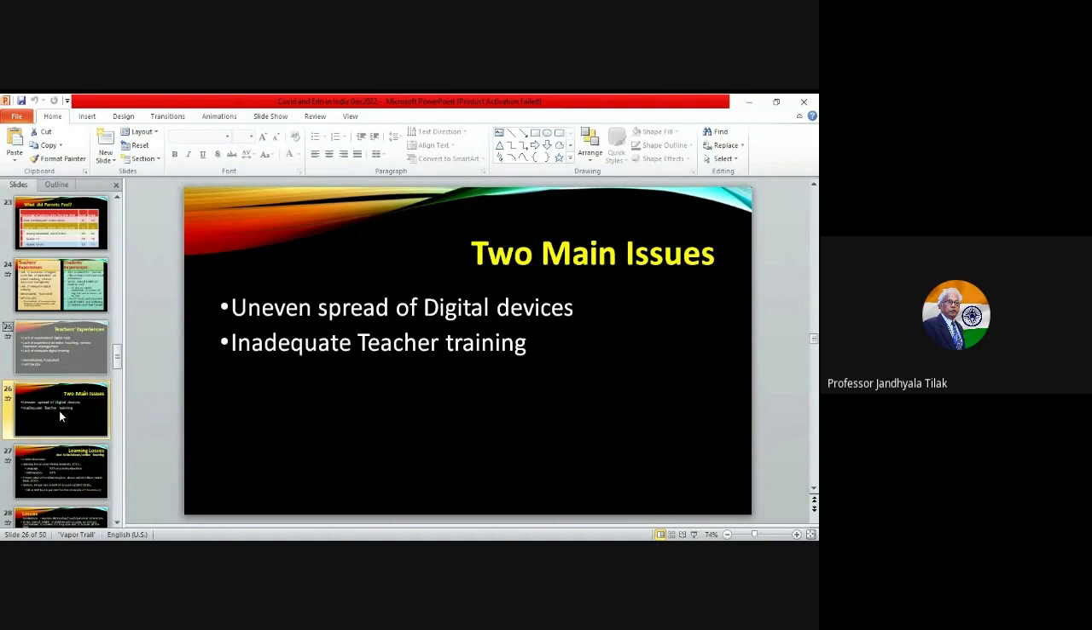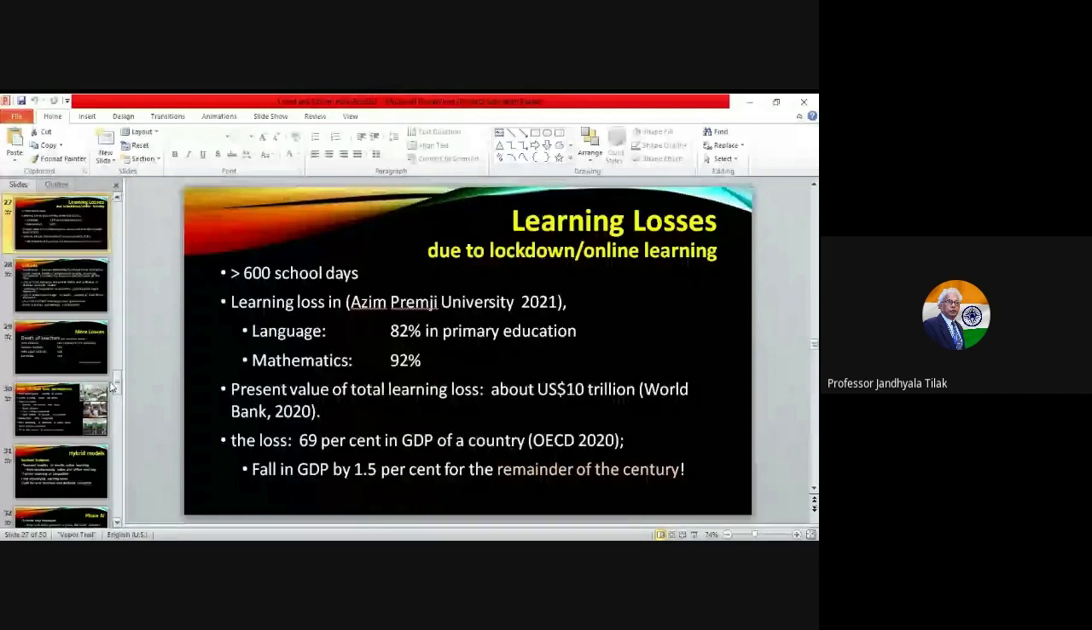In the rural areas, teachers are not at all trained. If they are sufficient, there are different kinds of losses, both because of lockdown and online learning activity on online learning programs.